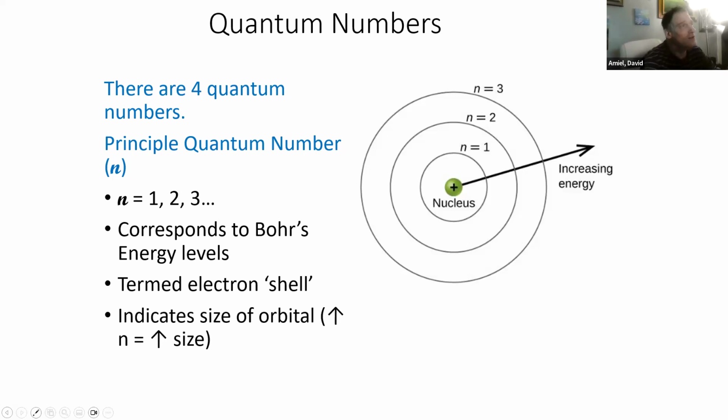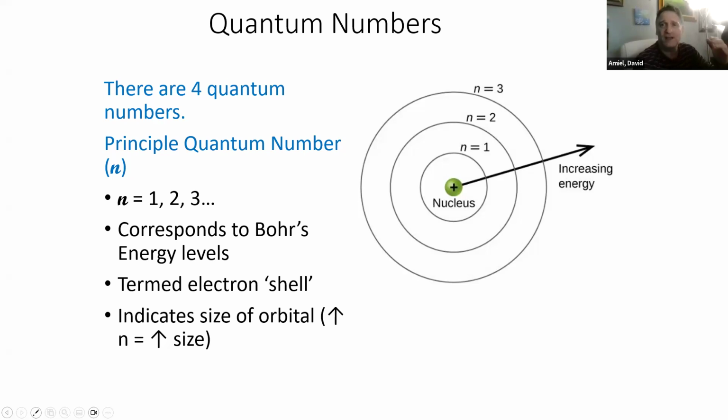Okay. The first quantum number is called the principal quantum number n. It was also contained in the Bohr model. And let me just back up again. The Bohr model explained the different energy levels in hydrogen. It didn't work for multi-electron systems. Hydrogen only has one electron. So the Bohr model worked very well for that.